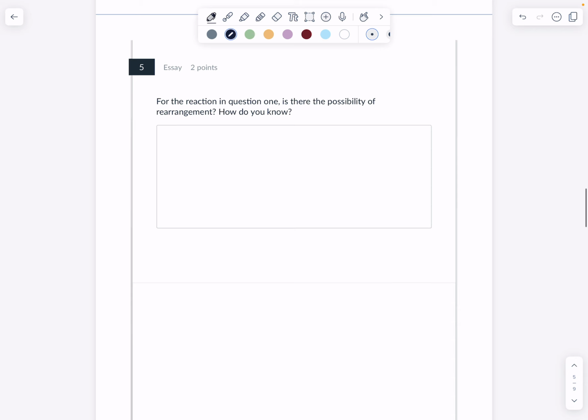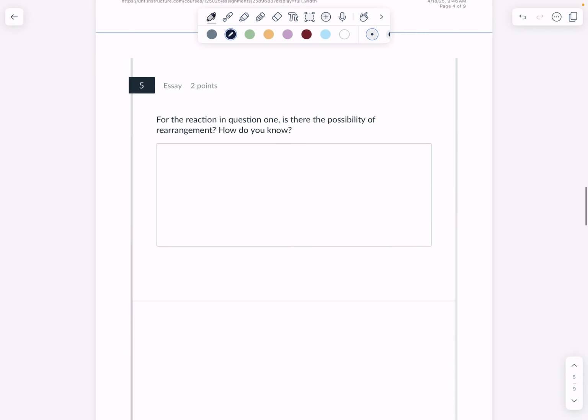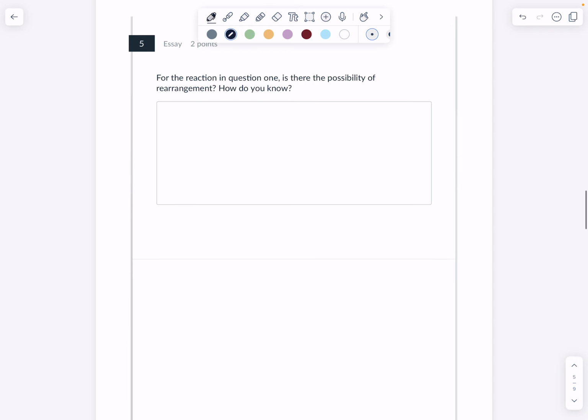Okay. Next question. For the reaction in question 1, is there the possibility of rearrangement, and how do you know? So yes, there is a possibility for rearrangement because a carbocation is formed and it is adjacent to a more substituted carbon. And you have to consider there is a hydrogen available to shift.